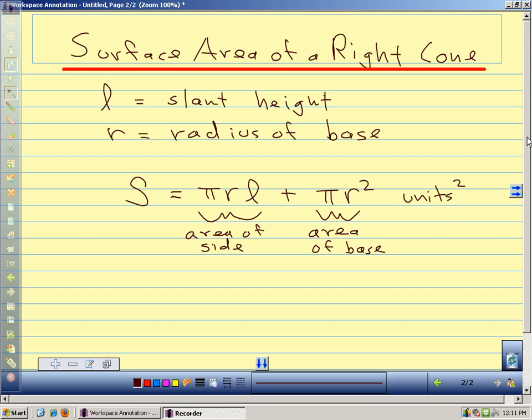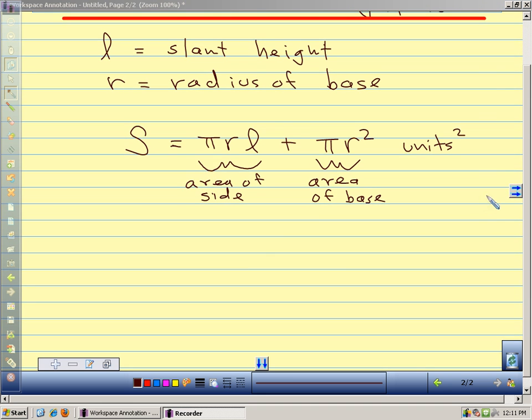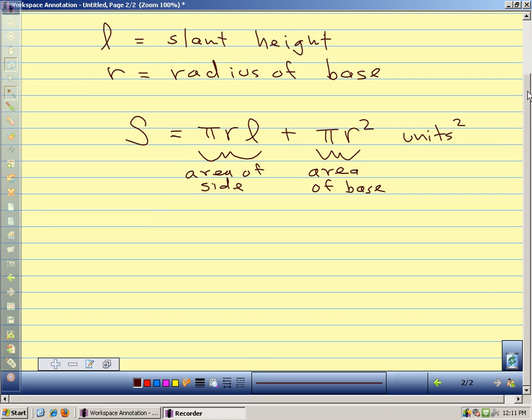So just like a pyramid, we find our surface area by adding the surface area of the side to the surface area of the base, the area of the side to the area of the base. And we'll talk about the shapes here in just a second. We'll draw a net for our cone.